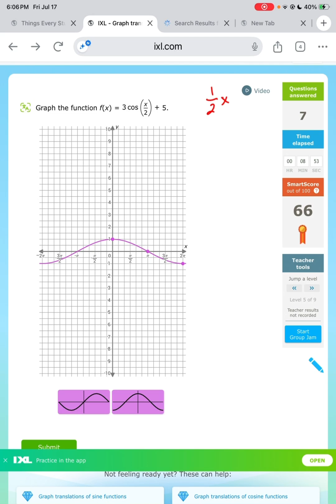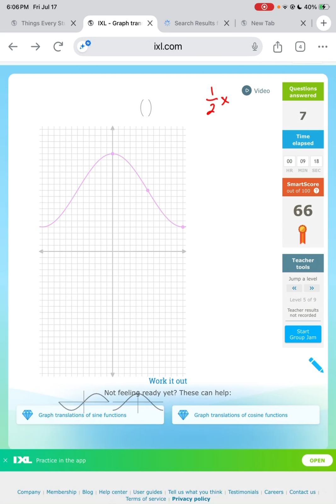Now the next thing, the 3 out front: you always perform stretches, compressions, and flips first before you do any of the plus and minuses. So we're going to make this thing 3 times taller. So what used to be at 0, 1 is now at 0, 3. And the last thing is we've got to move it up 5 units. So I'm going to grab the middle right here, move it up 5 units to right there. I believe that's right, and that should be the correct answer.